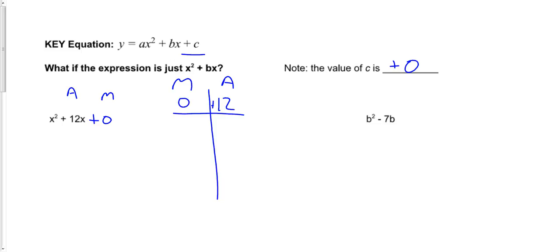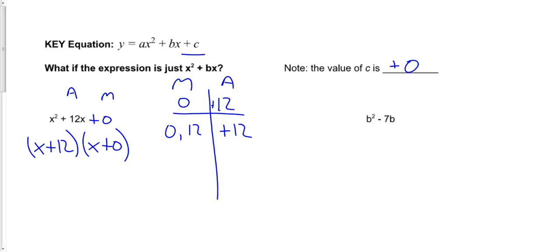Anytime that you have two numbers that multiply to 0, one of those two numbers that are being multiplied must therefore be 0, because 0 times any number is 0. So 0 times what number adds together to be 12? Well, 12. Okay? And so therefore, in this instance, the two factors are x plus 12 and x plus 0. Okay, so those are our two factors.